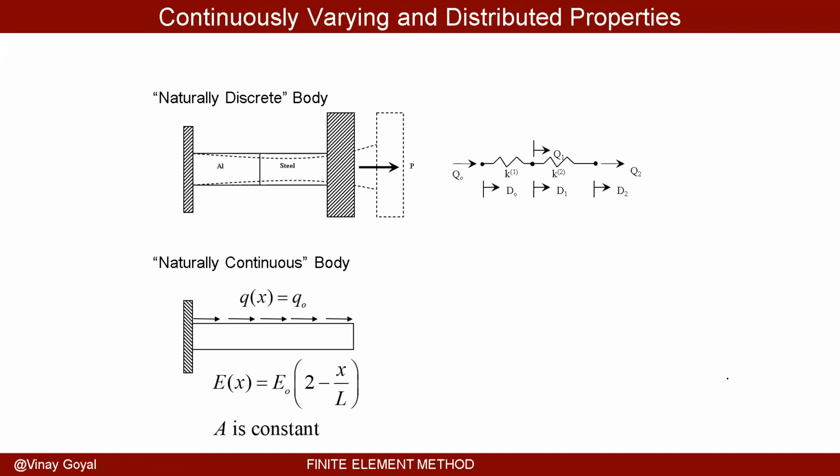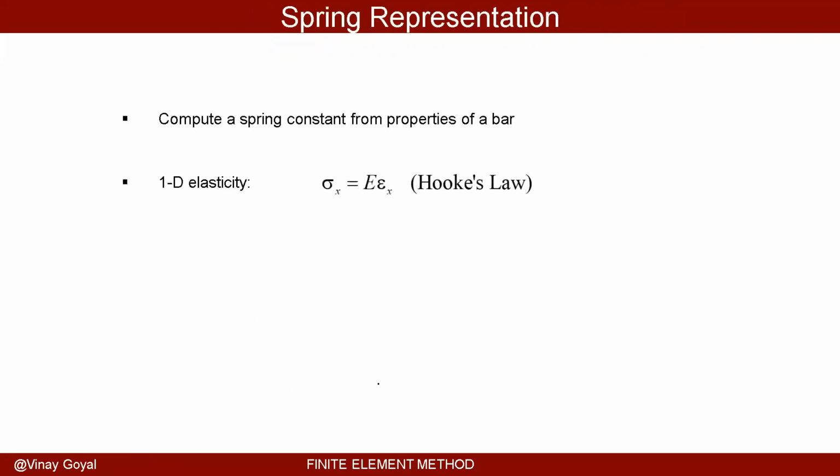So here I have a bar, a structure that has aluminum and steel. And that's a discrete body because this is aluminum and that's steel. So it's kind of divided into aluminum and steel. But say the modulus varies like that with this equation, but the area is constant. How do you deal with that? So we can compute a spring constant from properties of a bar.